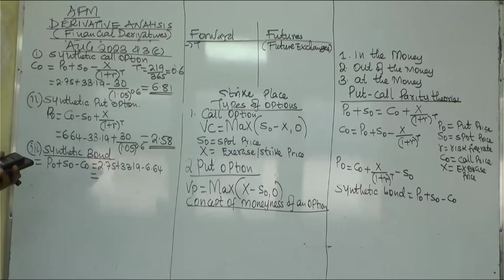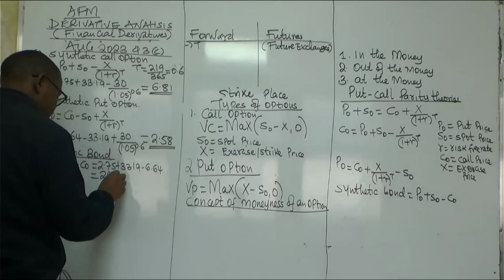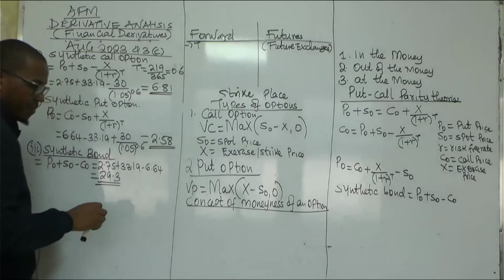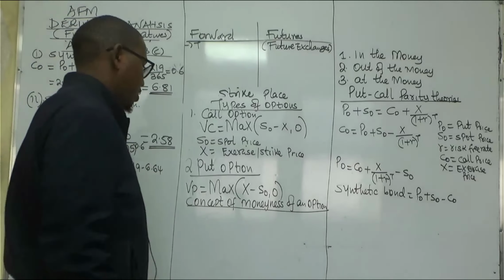2.75 plus 33.19, 6.64 is 29.3. It is 29.3.